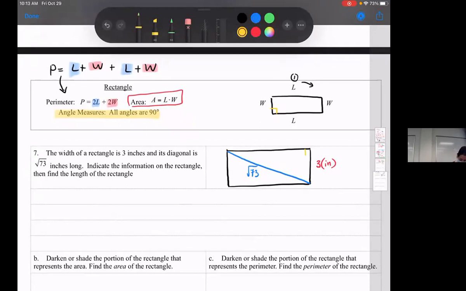I know that this is 90 degrees. Indicate the information on the rectangle, which we did. Then find the length of the rectangle. Okay, I know the width is 3 inches. I need to find the length. What's your suggestion? What's your suggestion? I want to find L.